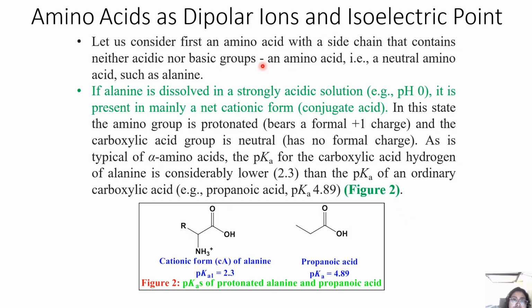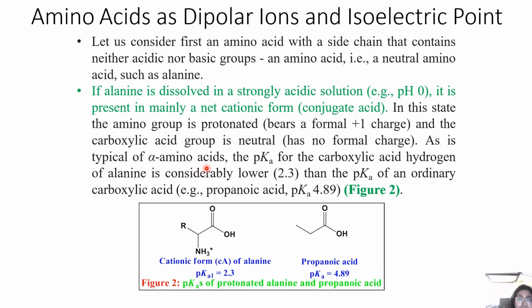Now, if you consider first an amino acid with a side chain that contains neither acidic nor basic groups, like a neutral amino acid such as alanine. If it's dissolved in a strongly acidic solution, it is present in mainly a net cationic form, right? In this state, the amino group is protonated. It bears a formal +1 charge and the carboxylic acid group is neutral. It has no formal charge.